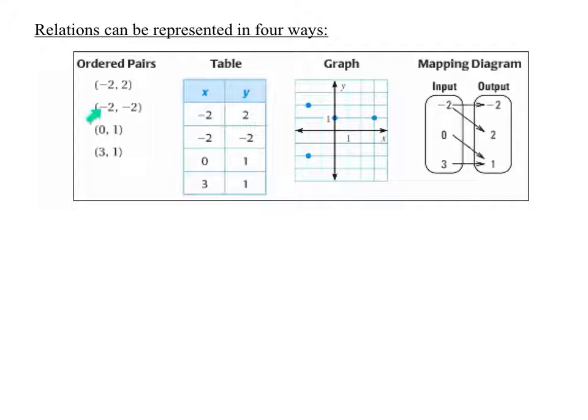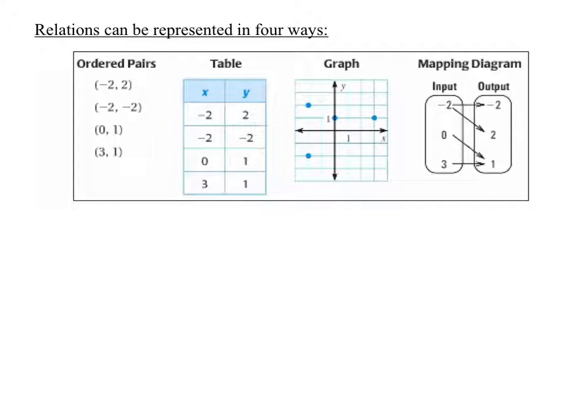-2 is the input, isn't it? But what's the output for -2? Yeah, it's 2 or -2 is the output. So look, the input is here, but the output is either -2 or 2. That's why this is showing 2 arrows branching off. 0 has an output of 1, 3 has an output of 1. Those both go there. Now, the concept of relation simply means it relates 2 variables, x and y.